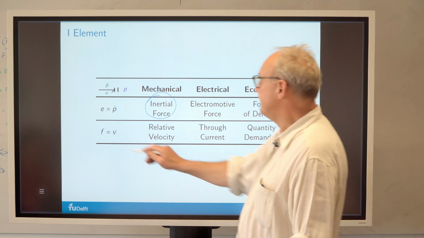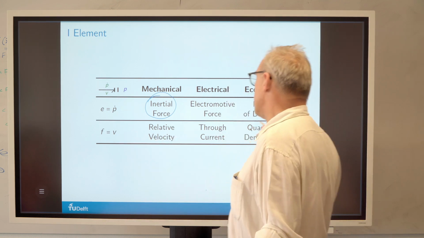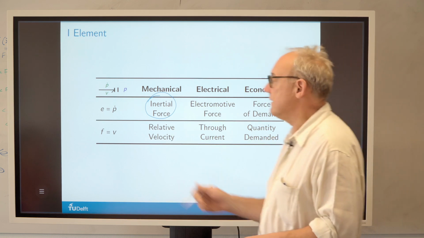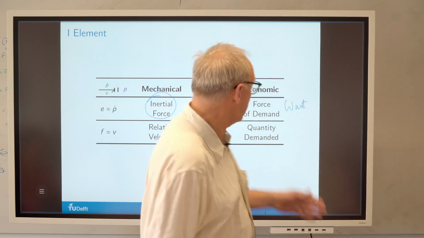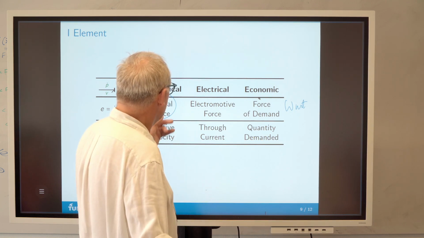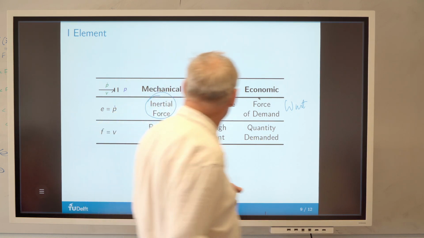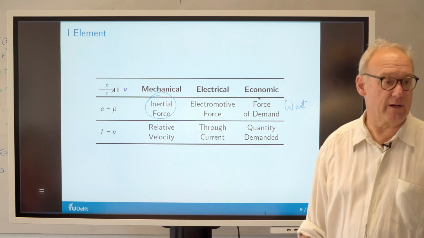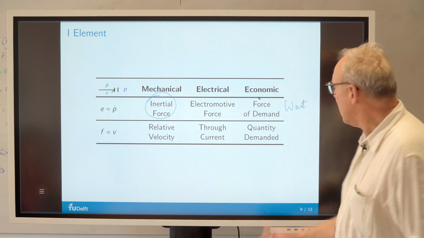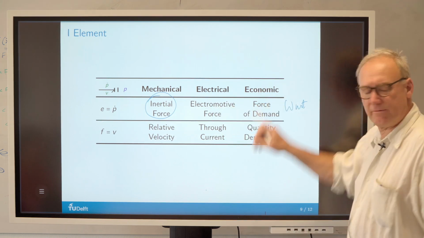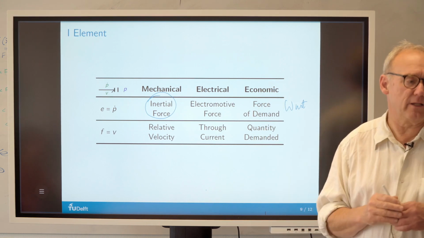Then this is the relative velocity or the through currency, and this is just the quantity demanded for it. Right? So you have the force of demand and it pairs with the quantity demanded. And this is just the relative velocity of the mass. Well, this is the current going through the inductor. All right? So you just have these flow and effort variables. You can use more specific terminology. That's basically what I'm putting here.